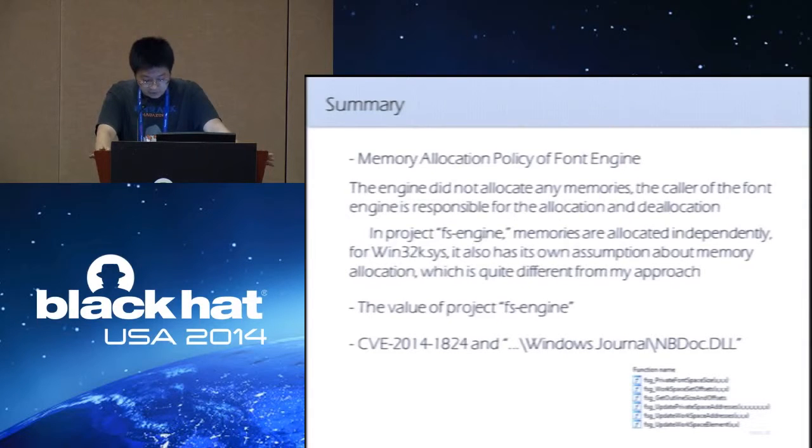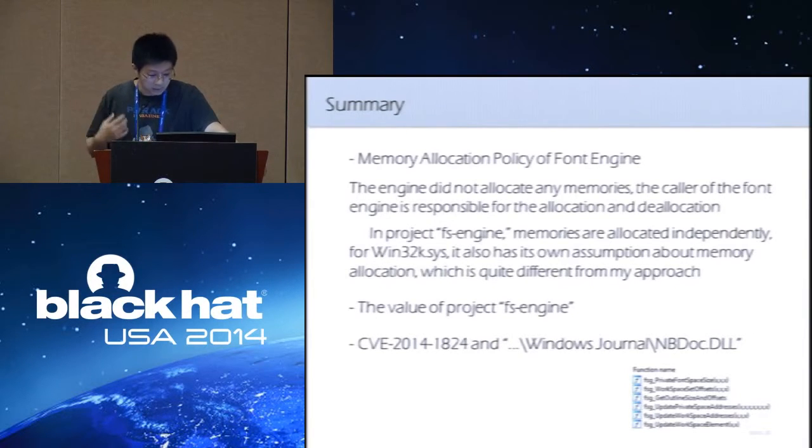Second, in project FS engine, memories are allocated separately from the C runtime heap. And win32k.sys also has its own assumption about memory allocation, which is quite different from my approach. And I think the assumptions are quite convenient for vulnerability exploitation. We will see that. And then the value of the project FS engine lies in that I transport the font engine from the Windows kernel back to user mode. And it is where it should be.